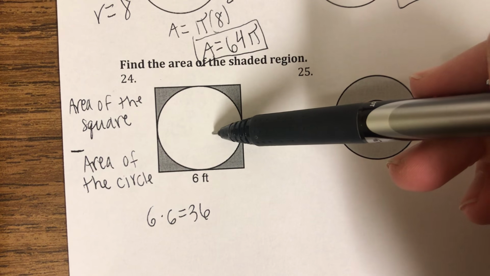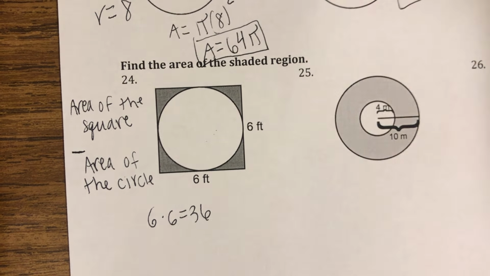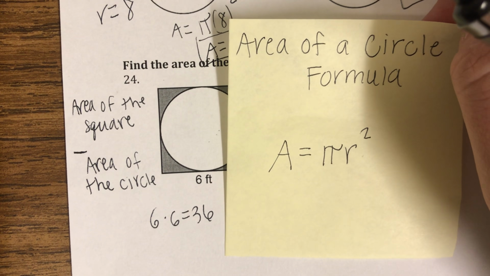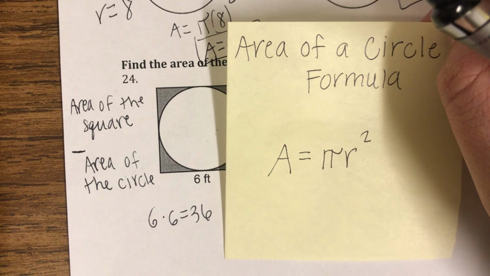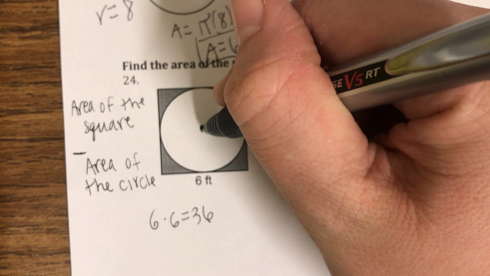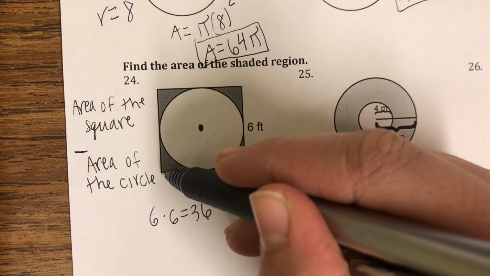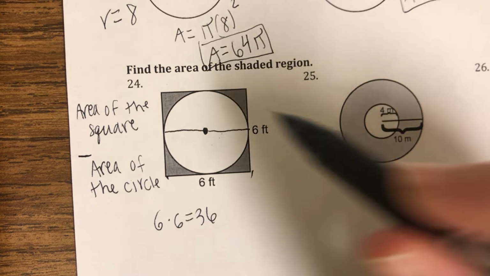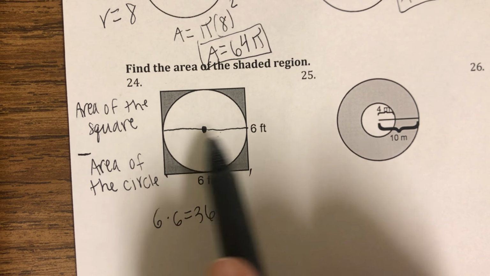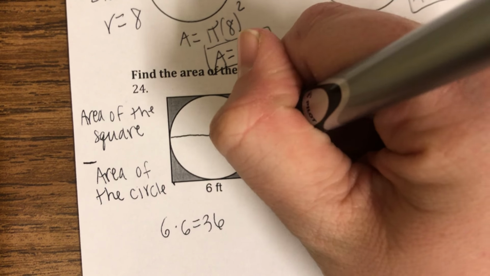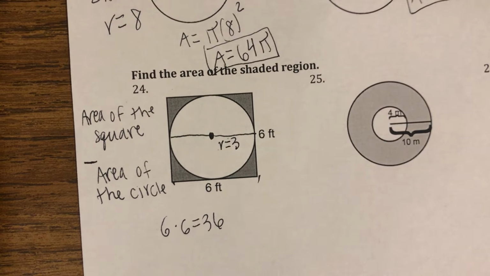Now we need to find the area of our circle. So you should have this memorized by now. The area of a circle is A equals pi r squared. So, okay, this is a trickier part. We have our center right here. Notice from here to here is 6 feet. So this line across here is equal to this line down here, which is also 6 feet. So our diameter is 6 feet, so that means that our radius right here is 3 feet.